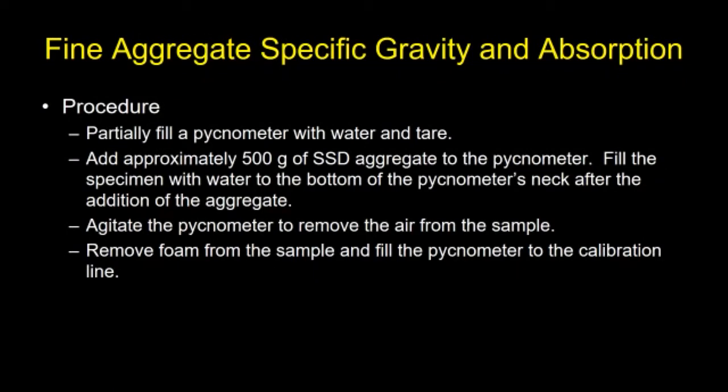Then you want to fill the specimen with water and then shake all of the air out of it, and air is trapped all in that aggregate because it's very fine. You shake it for a few minutes and get all that out, remove the foam, fill the sample to the calibration line like Jason did, and then you record that weight, and that is your submerged weight. Once you get that, subtract the empty weight of the pycnometer in water, because that's how you get your submerged fine aggregate.